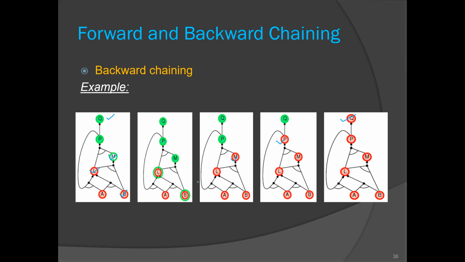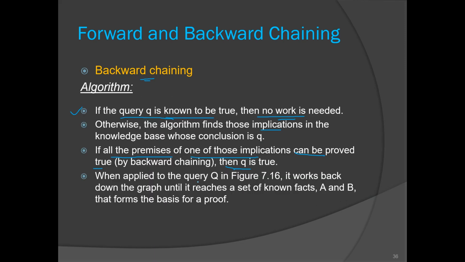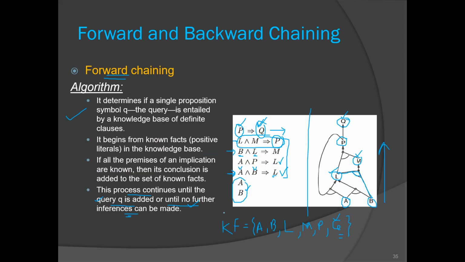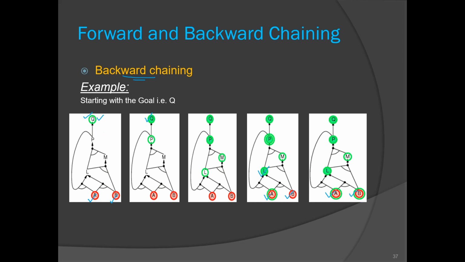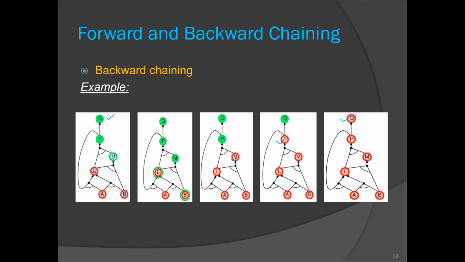So I think the difference is clear to you. In forward chaining we started with the known facts and proceeded forward. But in backward chaining we started with the conclusion that we want to prove, and we found all the implications involved in that, and we proved all those implications.